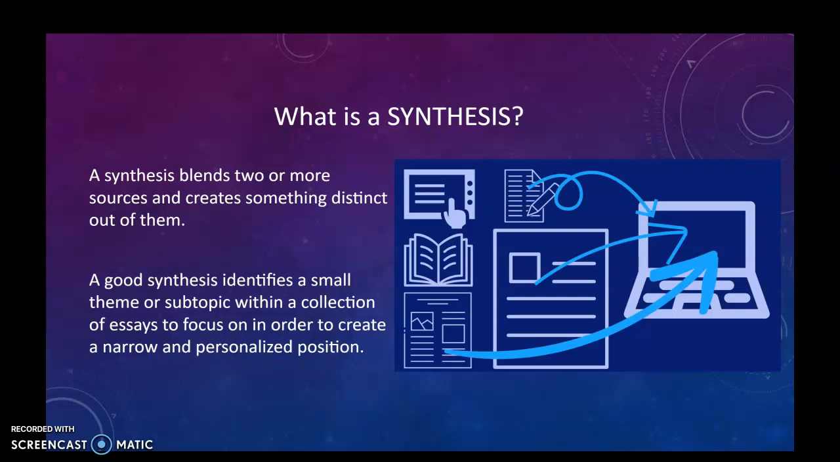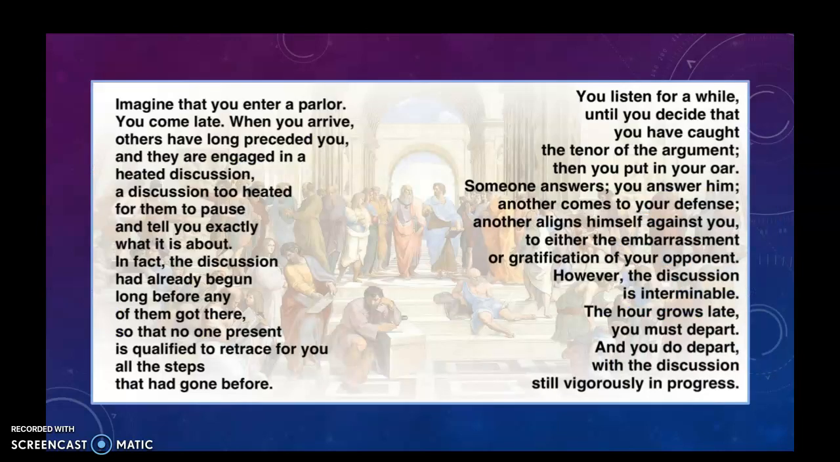A good synthesis identifies a small theme or subtopic within a collection of essays to focus on in order to create a narrow and personalized position. Do you remember Kenneth Burke's unending conversation from a few weeks ago? Let me read it out loud again.